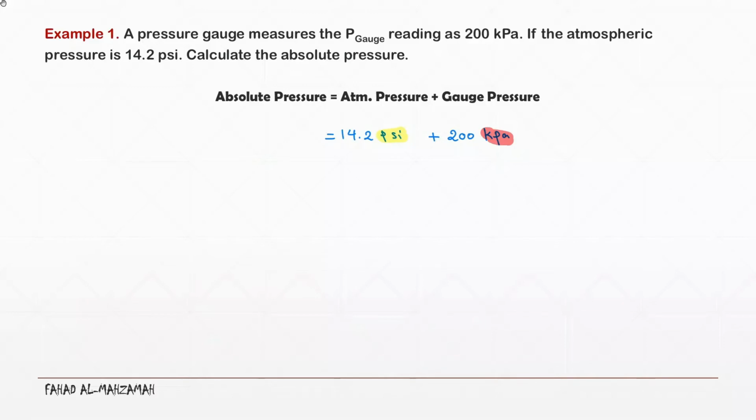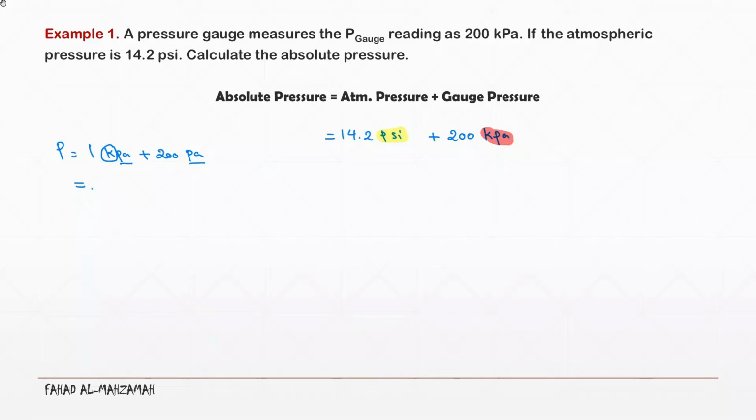Even if one is Pascal, for example, here on the left side, if I say that pressure is equal to 1 kilopascal plus 200 pascal, you cannot say 201. You cannot add. Even though we have Pascal and Pascal, here we have a kilopascal. So you need to convert one to the other.